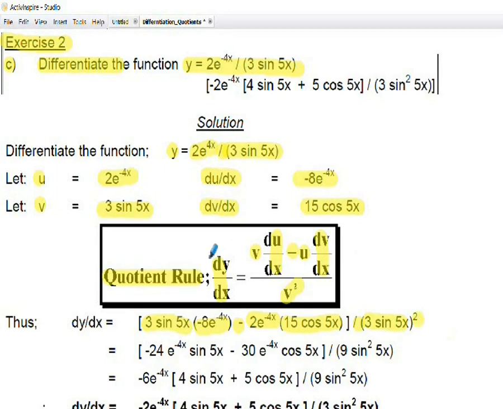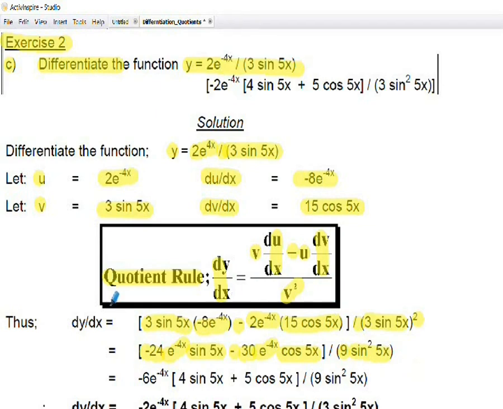The rest is now simplification. Here I've got minus 24, which has come from the 3 times the minus 8. I've brought the e to the minus 4x to the front and the sine 5x at the back. It's just a convention, constants first, in this case exponentials and then trig functions. I'm taking away, the 30 comes from the 2 times the 15, e to the minus 4x cos 5x. And I'm dividing by, and here I've squared the bracket, so 3 squared gives me 9, and when I square the sine 5x, I get the sine squared 5x term.